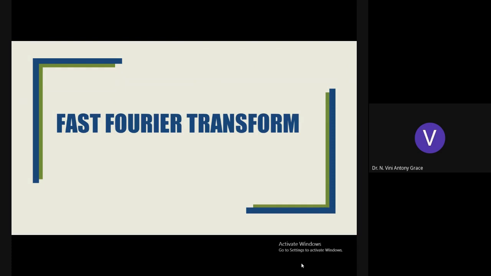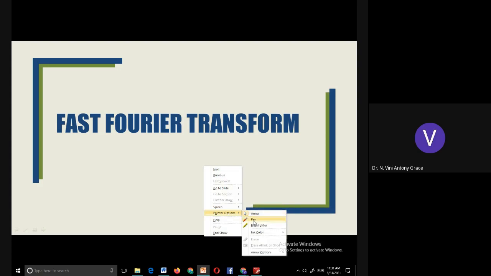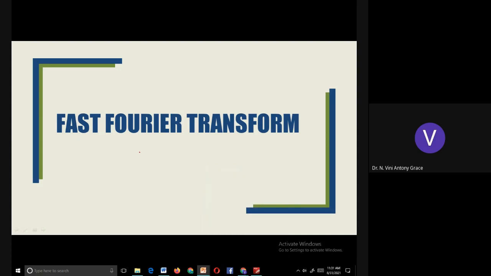This fast Fourier transform is an algorithm or a technique which reduces the mathematical computations that are involved in computing DFT directly using the formula. Can you say the formula for DFT? What is the formula for finding DFT? How will it be represented?